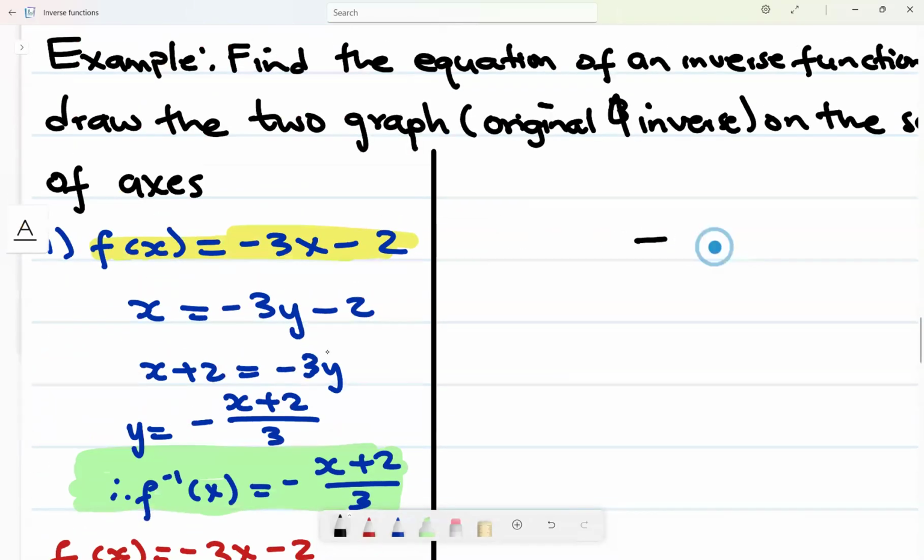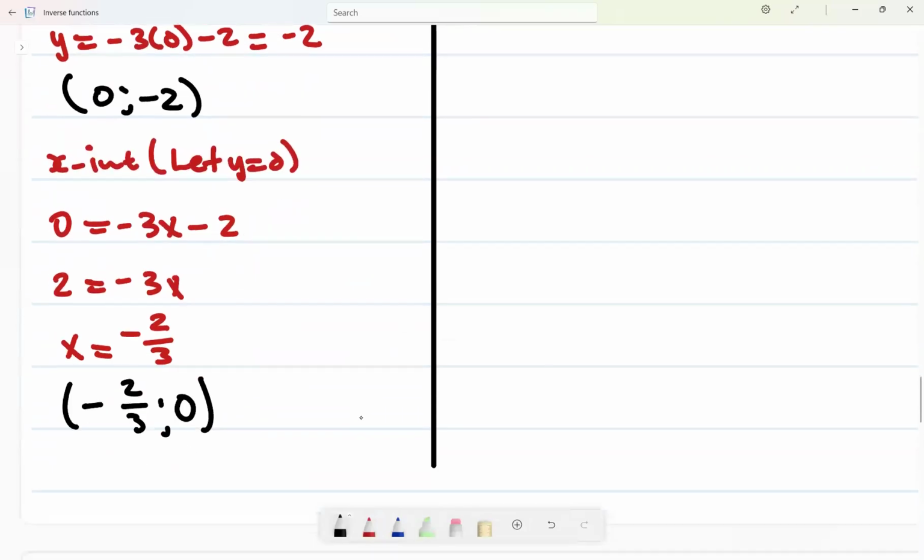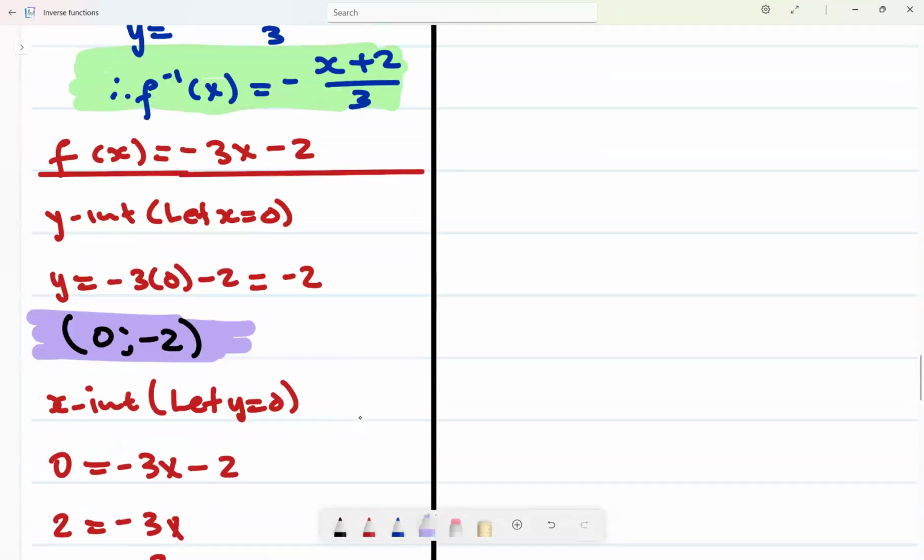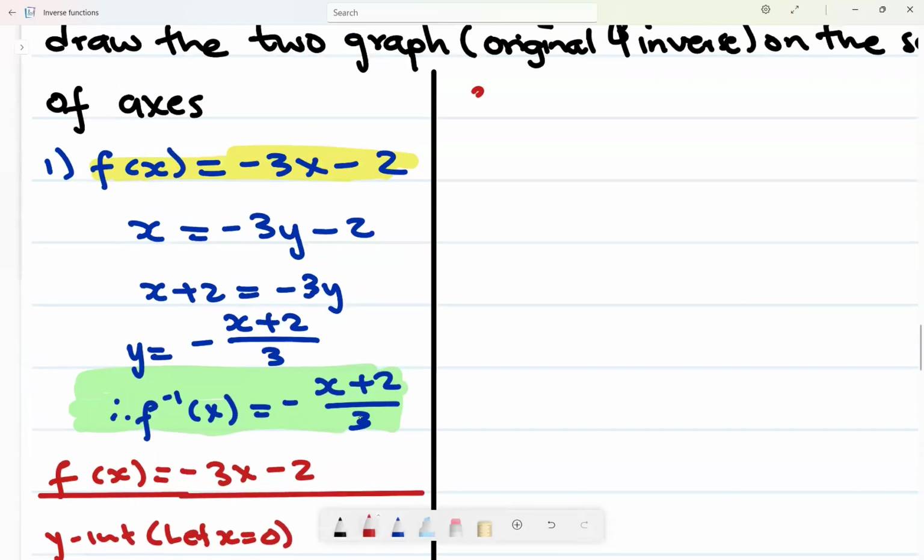Before I sketch, we see now the coordinates of x and y for the original function. How about now the inverse function? How about now the inverse function? For the inverse function it goes like this. Where is that? It's here, right? It's going to be negative x plus 2 divided by 3.